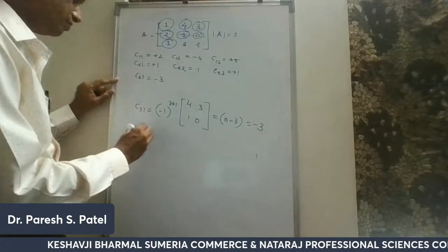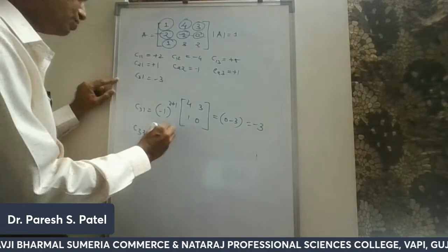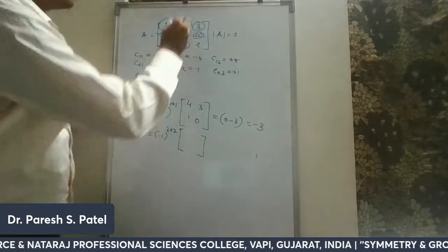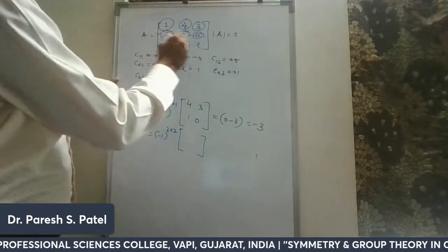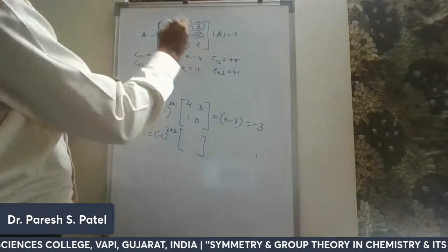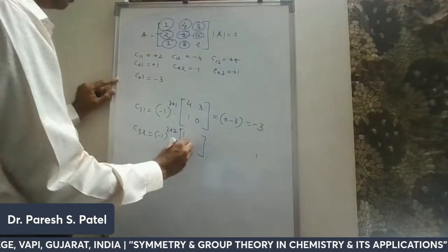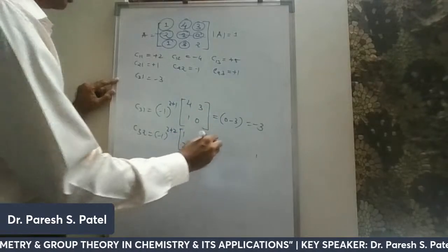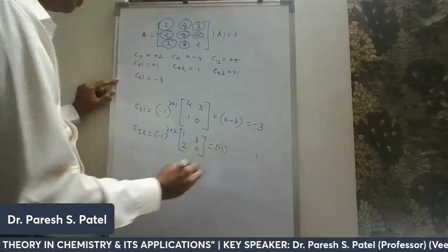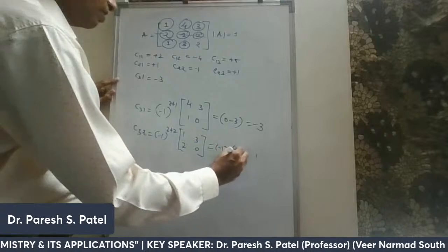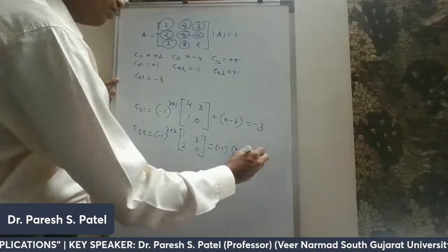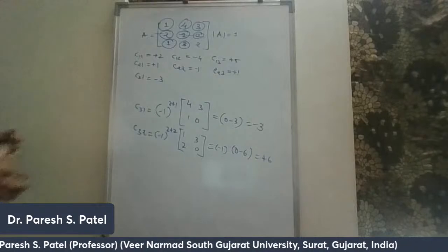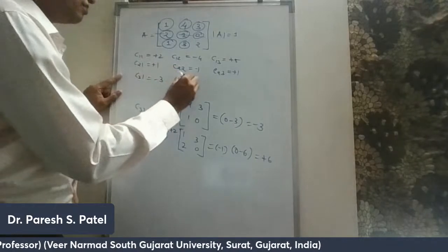C32 is equal to minus 1 raised to 3 plus 2. So the remainings are third row, second column: 1, 1, 2, 3, 0, which is equal to minus 1 raised to 5, meaning minus 1, times (0 minus 6), which is equal to plus 6. So the value for C32 is equal to plus 6.